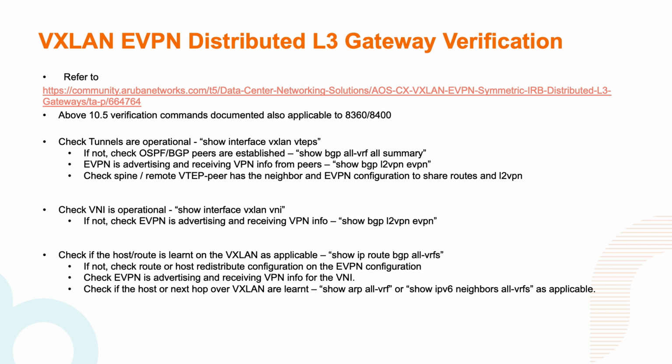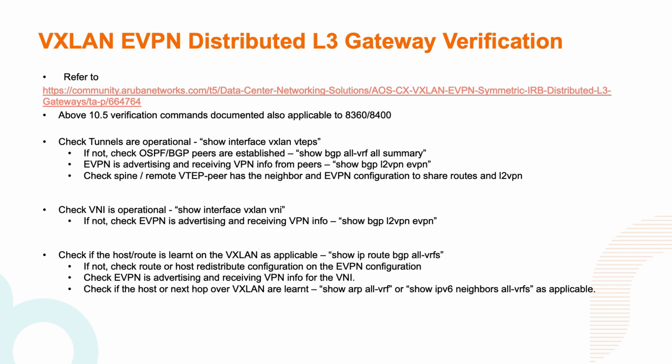So that's one thing. For example, if the tunnels were operational, then the next thing to check is whether the VNI is operational, and the command for that is show interface vxlan vni. If that's not operational, again, the same steps: show bgp l2vpn evpn to see if the L2 VPN is advertised correctly, and then hopping onto the spine and, one step at a time towards the remote VTEP, to make sure the configuration is all done correctly across the endpoints.